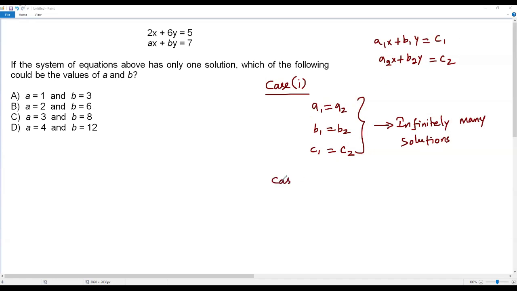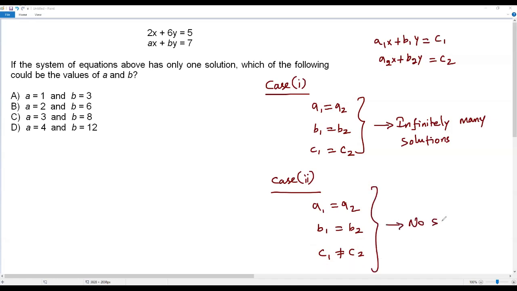Now let me consider case 2. In case 2, I am saying that the coefficients of x are equal, that is a1 and a2 are equal, and also the coefficients of y are equal, that is b1 equals b2. I am saying that constant terms c1 and c2 are not equal. So this is what is different from the first case. In the first case, c1 and c2 are equal, but in the second case the constant terms are not equal. In this situation, the given system has no solution.